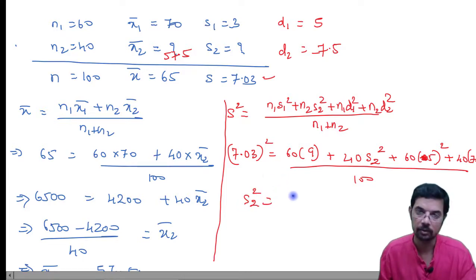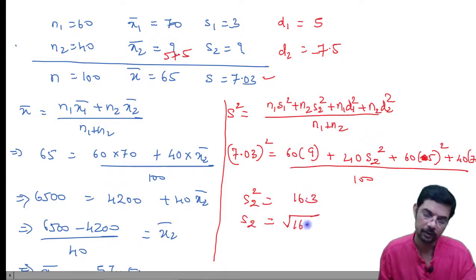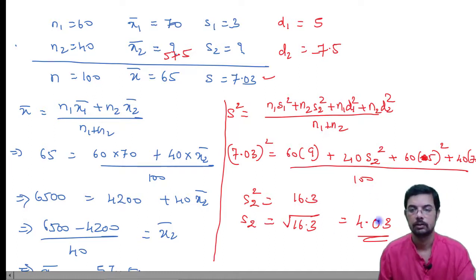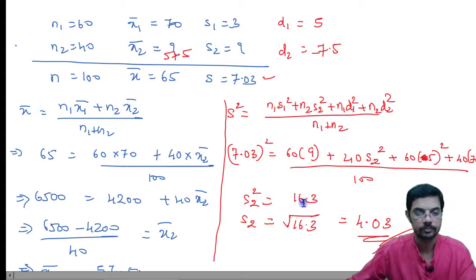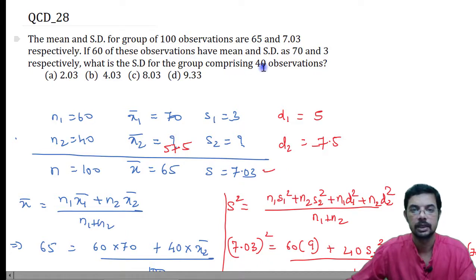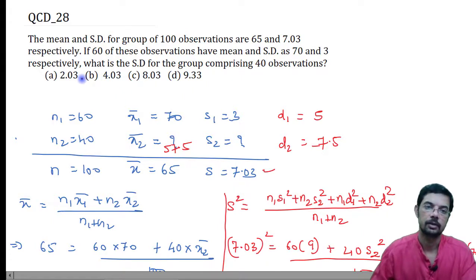When we calculate this, we get S2 square equal to 16.3. So S2 will be equal to under root of 16.3, which is 4.03. After calculation, we get 4.03 as the standard deviation of the group comprising 40 observations. It is 4.03, option B.